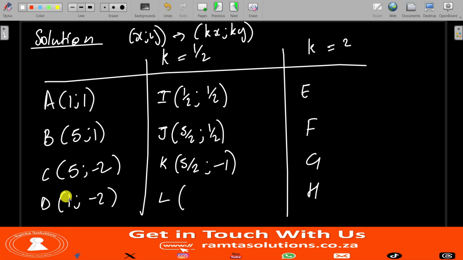In the same vein, we have here 1 multiplied by half is a half, and -2 multiplied by a half is -1.